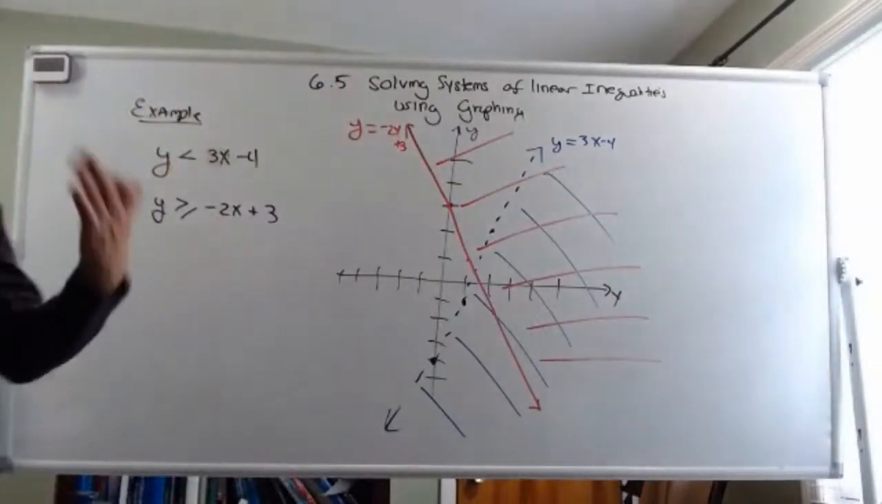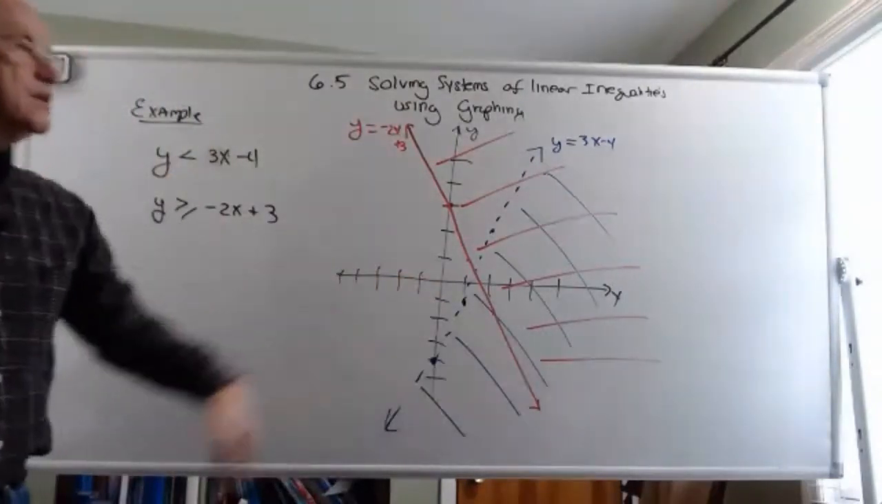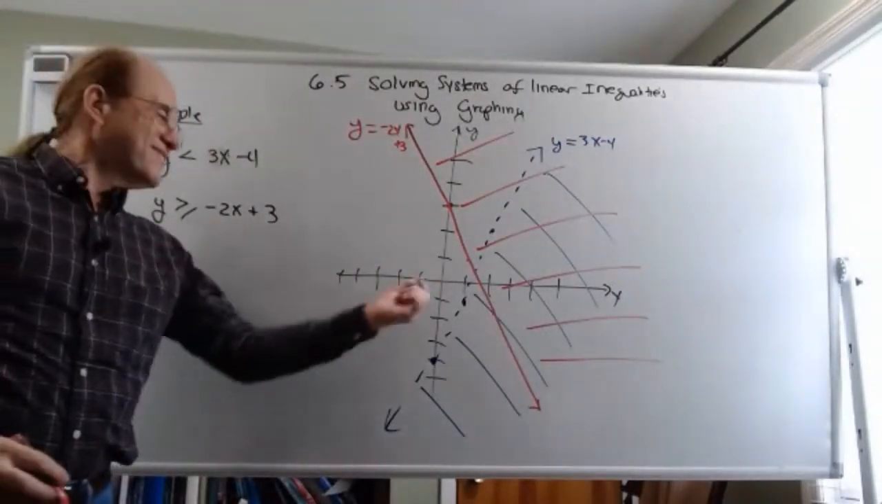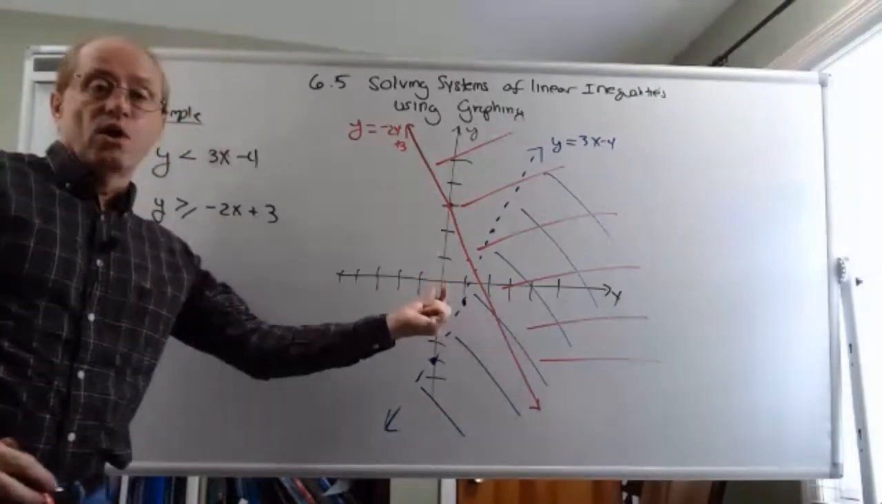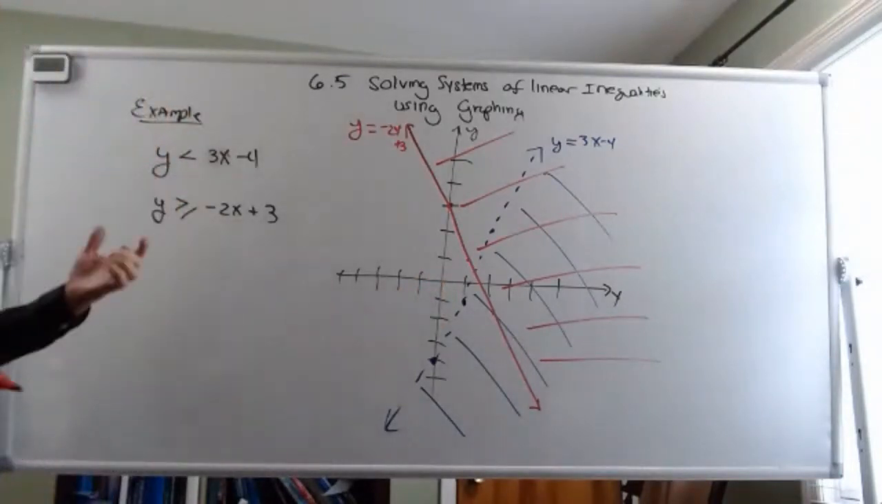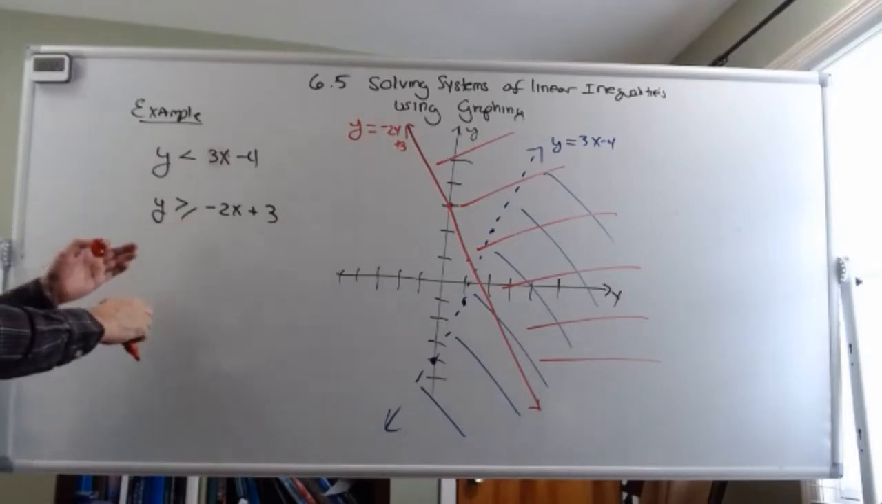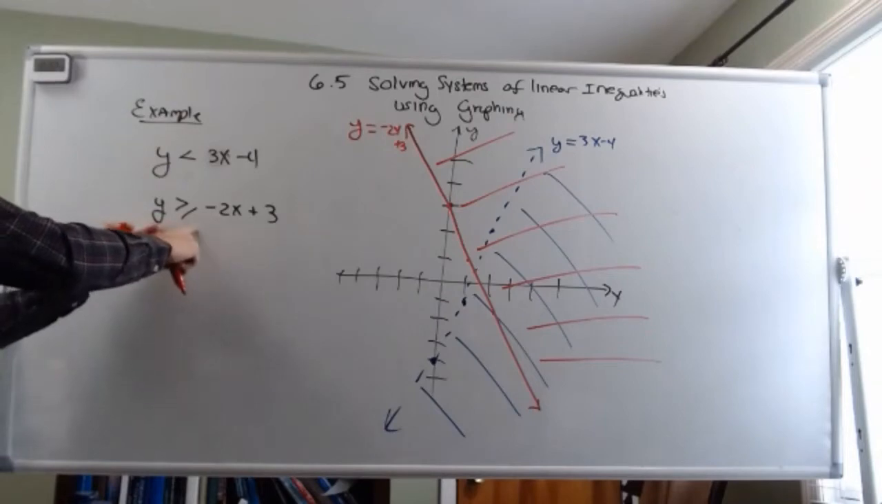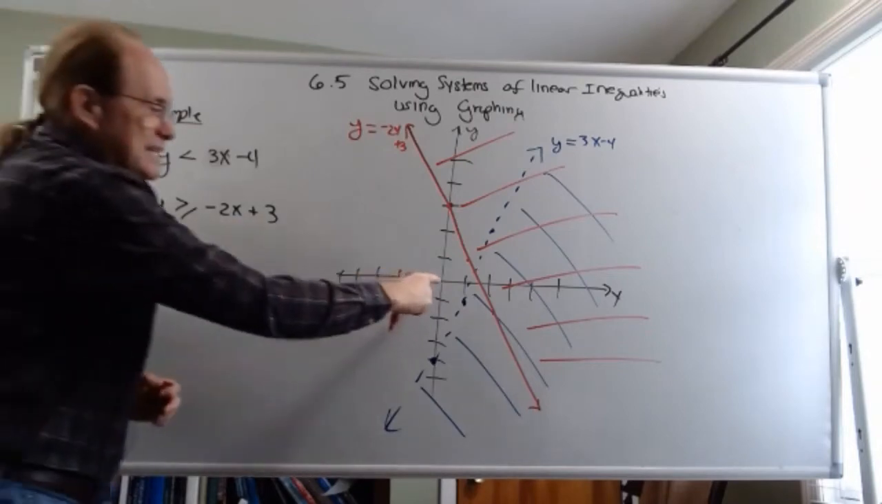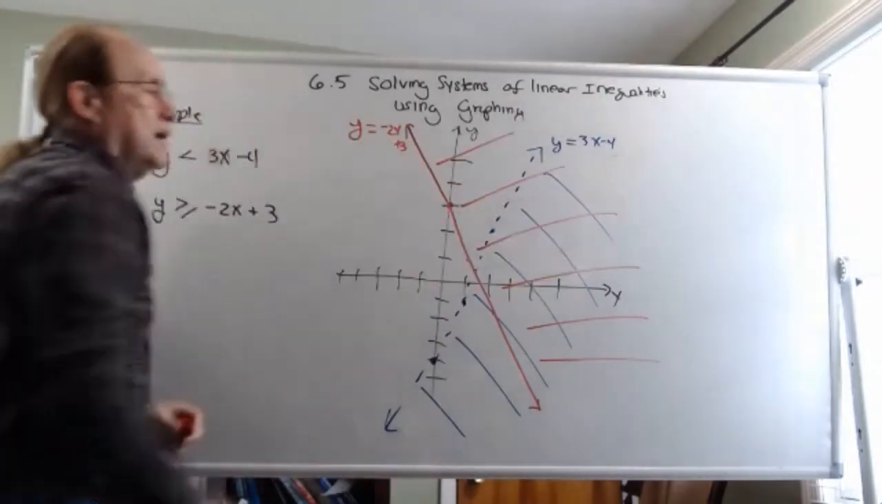The test point would also work. Pick the origin. Now, the test point doesn't always work. If your line falls on the origin, you might have to pick a different point. But the origin as a test point works in a lot of the different problems. Meaning if I put 0 in here, I get 0 is greater than or equal to 3. No, 0 doesn't work. It's the opposite side.